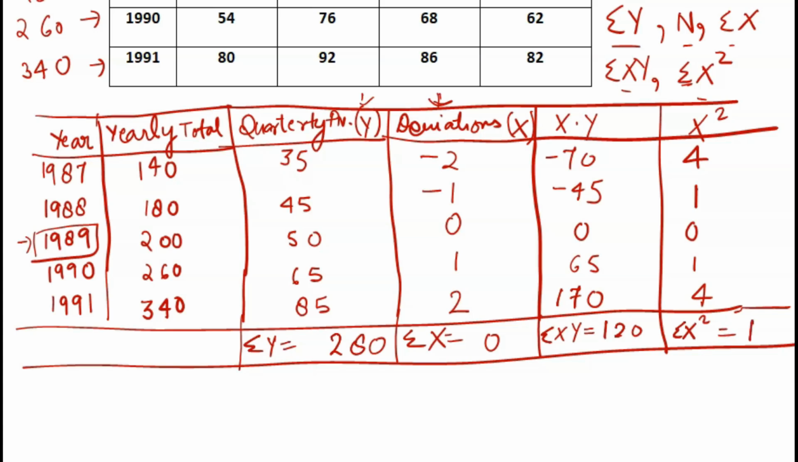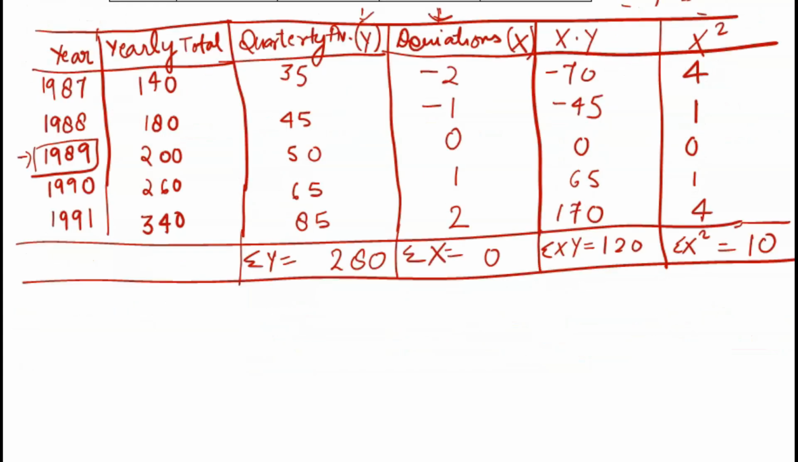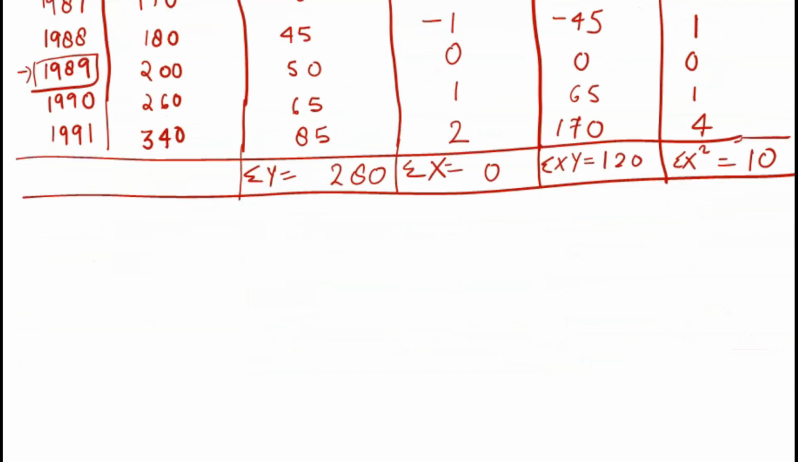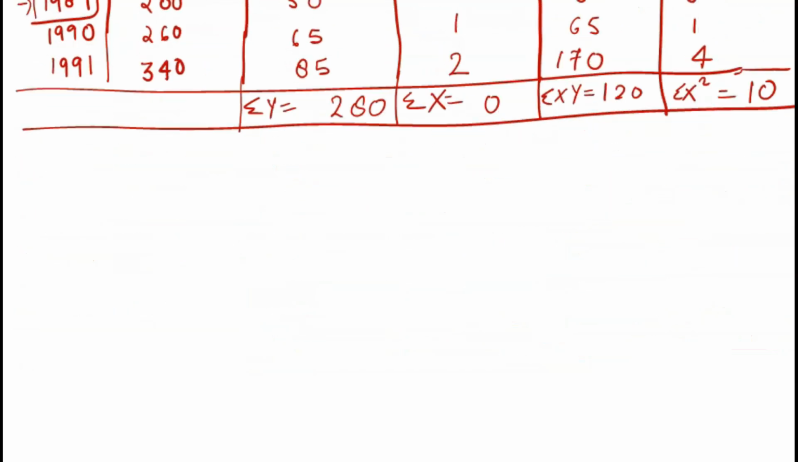So sigma x square will be 10. Like this we have got the values. Now we can put these values in our regression equations and we can find the answers. So regression equations: first equation is sigma y equals na plus b sigma x, and second equation is sigma xy equals a sigma x plus b sigma x square.